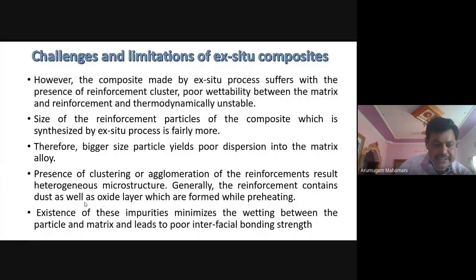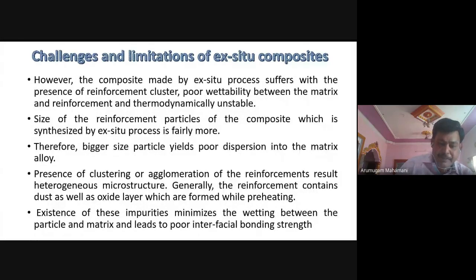Generally, reinforcement contains dust as well as an oxide layer. The reinforcement you are purchasing, SiC or Al2O3, always comes with a lot of dust and oxide layer. These are all problems. While putting it into the aluminum melt, the dust particles and oxide layer will react with aluminum. There it will make some intermediate compound that will dilute the mechanical property. The particle dispersion strength will decrease.